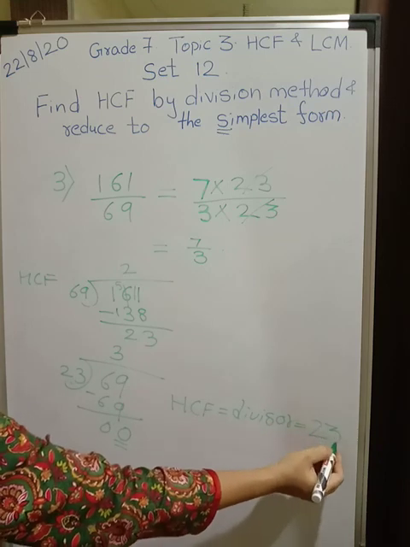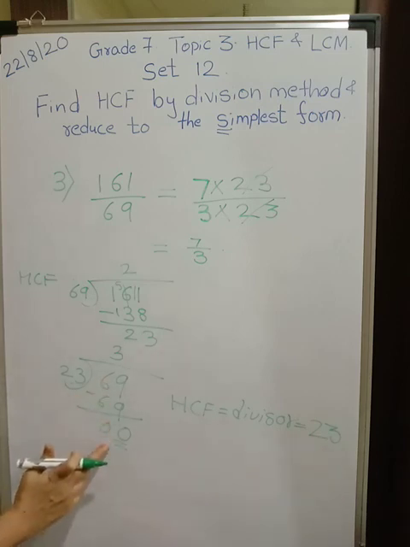And when is this possible? When it is terminating division. That means remainder is 0. It is completely divisible. I hope all these 3 problems are clear. So mind well, very easy by division method.